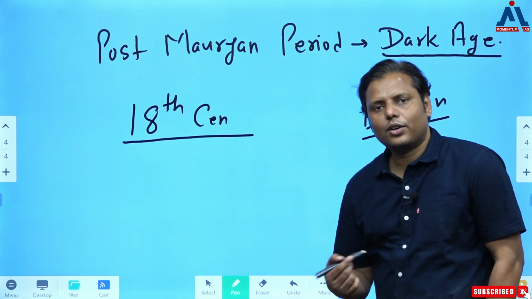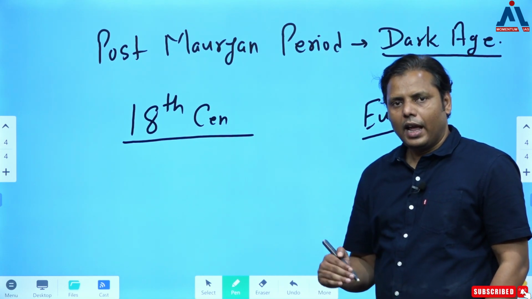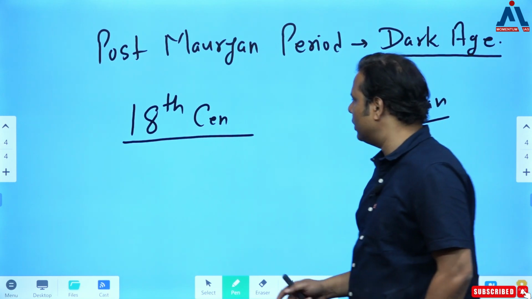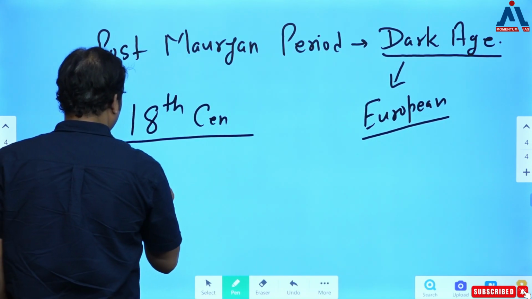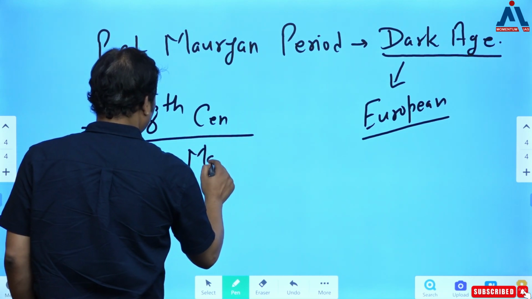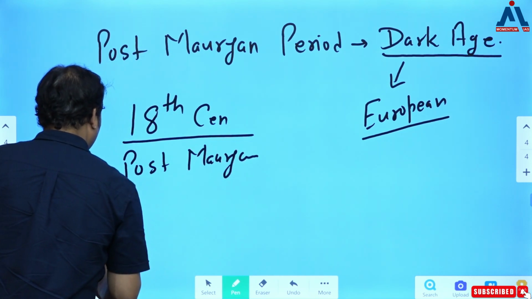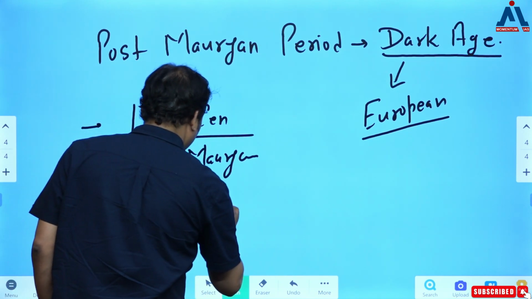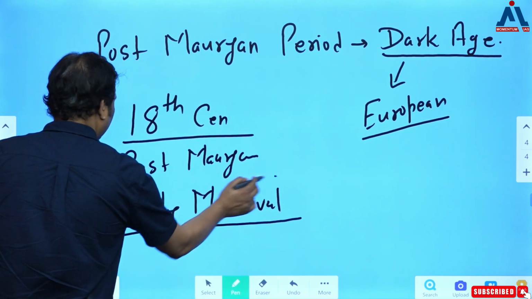But once they called the 18th century a dark age, certain parameters were fixed, and on the basis of those parameters, there were some other periods of Indian history that were also called dark age. Among them, one period is undoubtedly the post-Mauryan period. Then we can even talk about another period, the early medieval, and this period is also called a dark age by them.